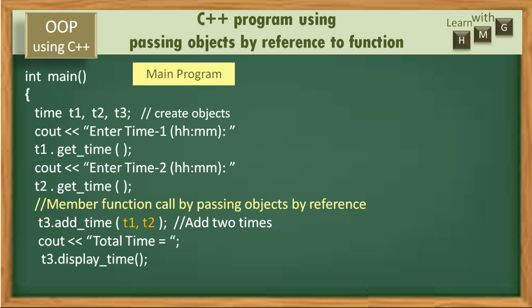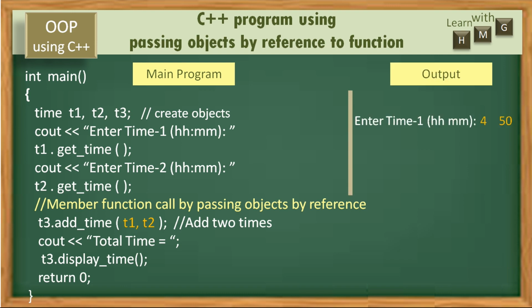So like this here add time function will add the time T1 plus T2 and the total time will be stored in the object T3, and this total time of T3 will be displayed by calling the function display time. End of the function. If you run this program it will ask to enter first time T1, suppose entered 4 hours 50 minutes, time 2 is entered as 3 hours and 40 minutes, total time will be displayed as 8 hours and 30 minutes.